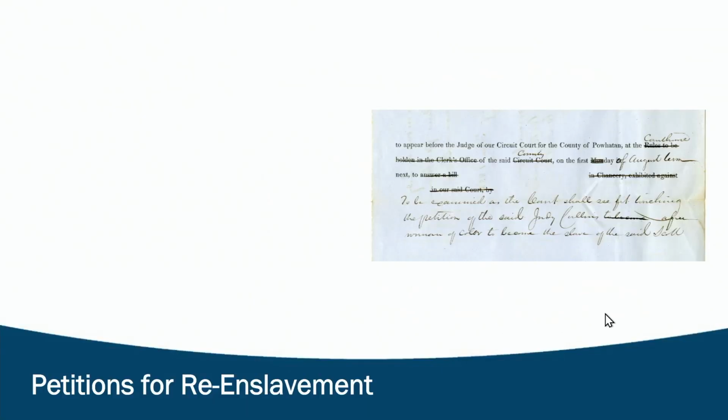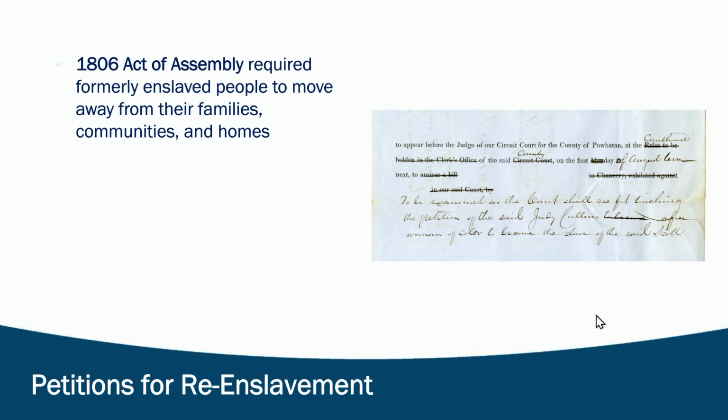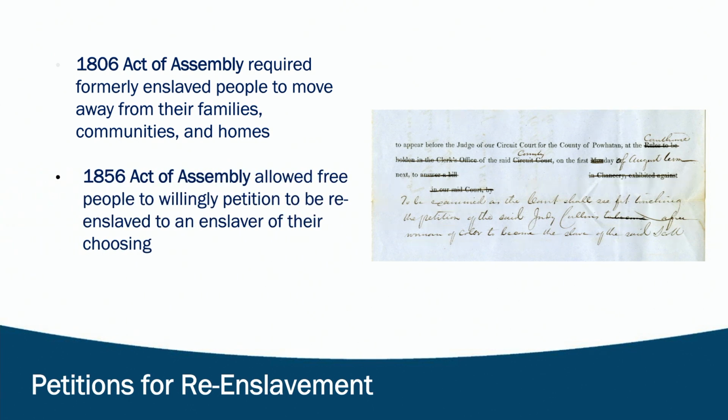What is a petition for re-enslavement? An act passed by the Virginia General Assembly in May 1806 required formerly enslaved people to leave the Commonwealth within 12 months of being granted their freedom. Individuals were forced to leave behind family, friends, and community that remained enslaved. In addition, many emancipated people did not have the financial means or social support to move to a free state. One option to preserve family and relationships was to return to slavery.